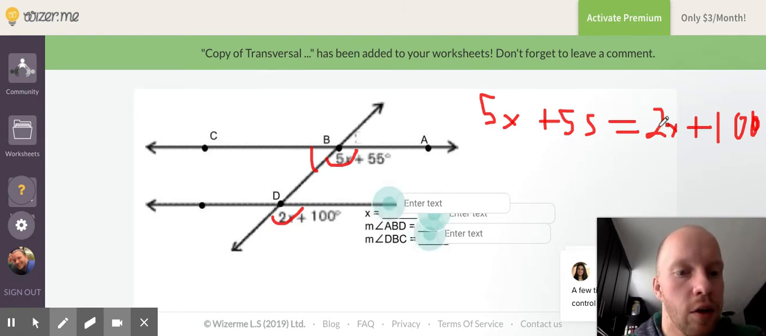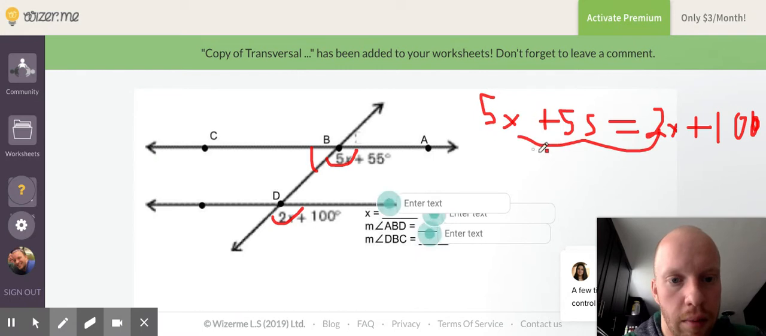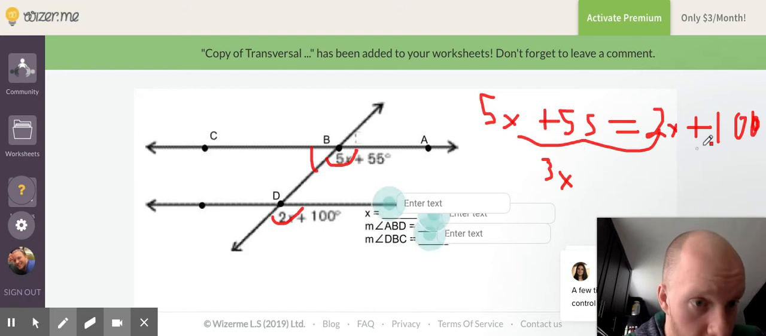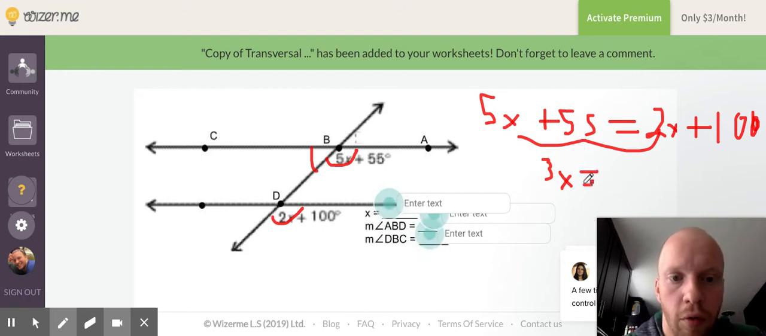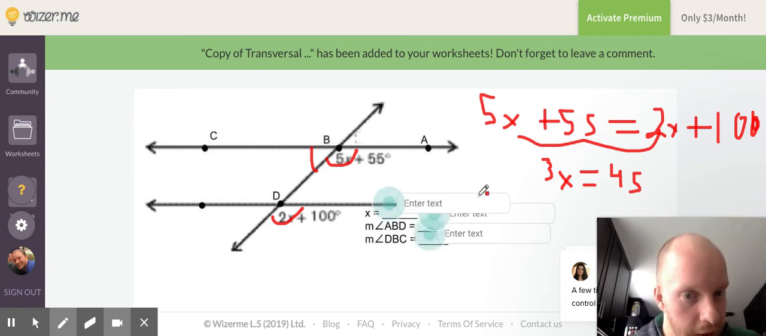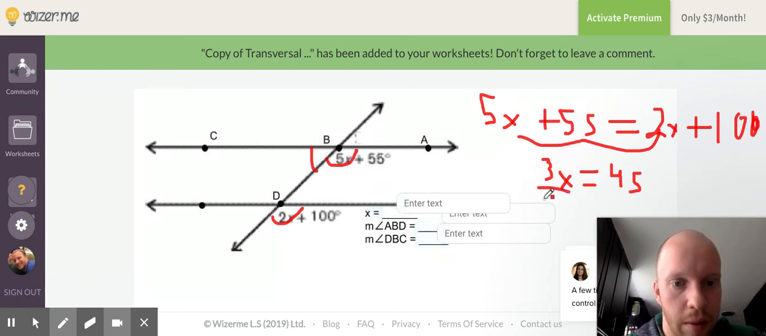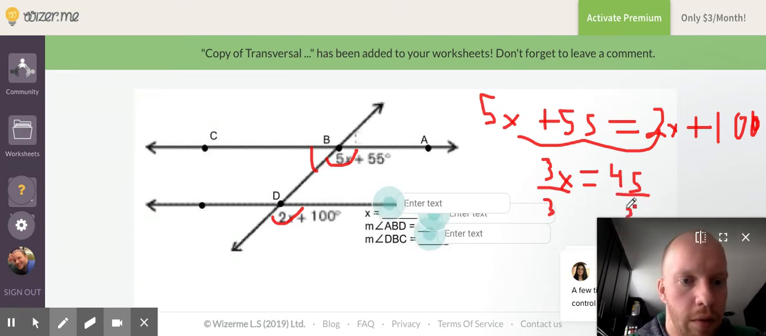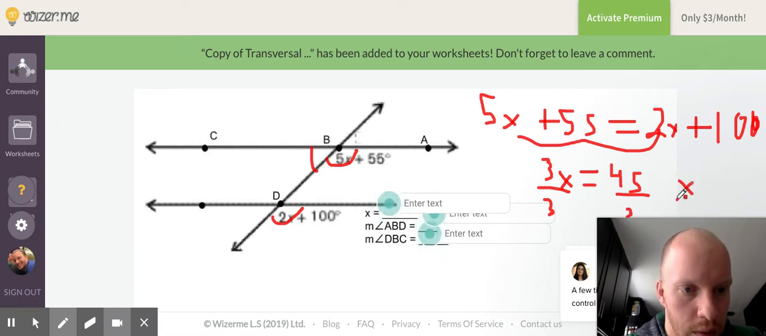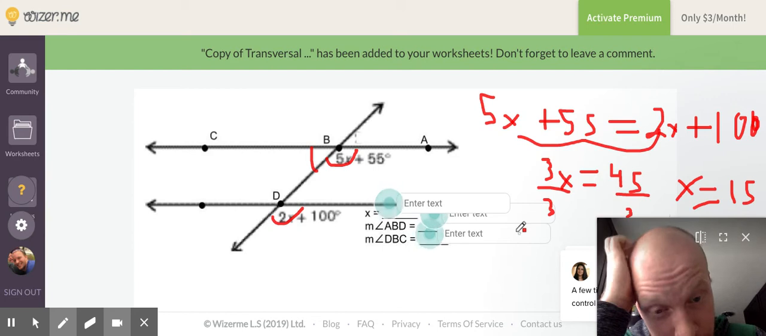So now we're going to combine like terms. So I'm going to subtract 2x. I'm going to get 3x, right? I'm going to subtract 55. So 100 minus 55 is going to give me 45. So 3x equals 45. And I'm not showing all the steps here, but believe me, it's going to get pretty ugly if I keep showing every step. Then I'm going to divide by 3, divide by 3. And 45 divided by 3 is going to be x equals 15. Okay, so x equals 15.